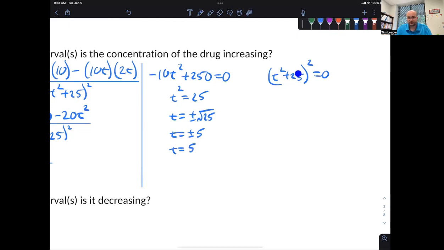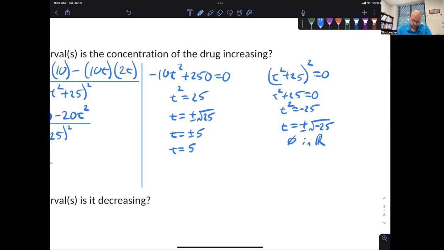And over here, t squared plus 25 squared equals 0. Get rid of the square, means t squared plus 25 is equal to 0. Subtract the 25 means t squared equals negative 25. And then use the square root property, means t is equal to plus or minus the square root of negative 25. But that means that there are no solutions in the real numbers because the square root of a negative number is an imaginary number. And we're only dealing with real numbers here. So 5 is our only critical number.